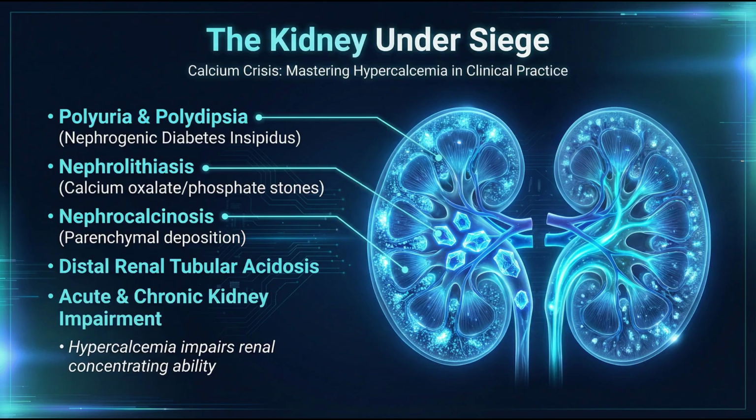The kidney is particularly vulnerable. Hypercalcemia causes nephrogenic diabetes insipidus, leading to polyuria and polydipsia. Patients develop nephrolithiasis, typically calcium oxalate or calcium phosphate stones. Chronic hypercalcemia leads to nephrocalcinosis, which is calcium deposition in the renal parenchyma. If untreated, this progresses to chronic kidney disease. The kidney damage can become irreversible.